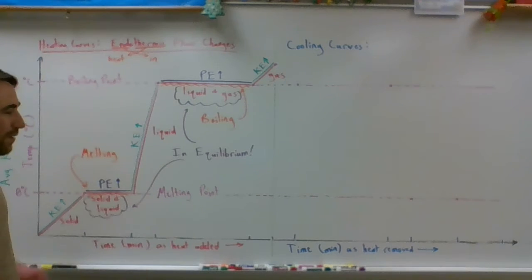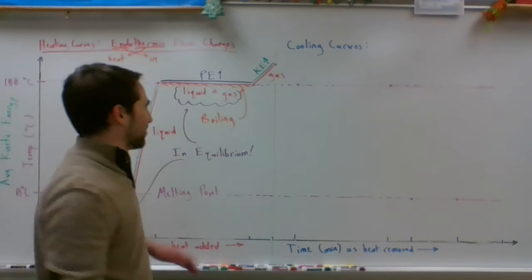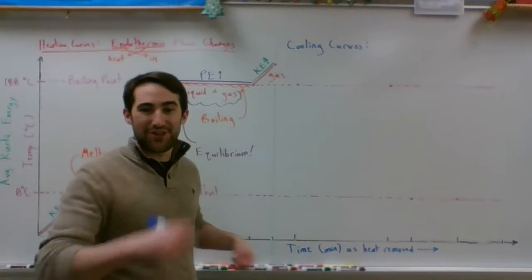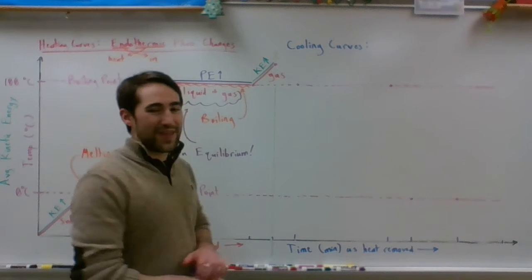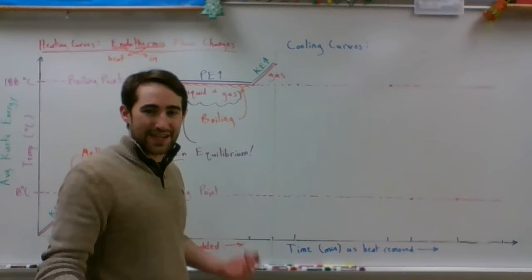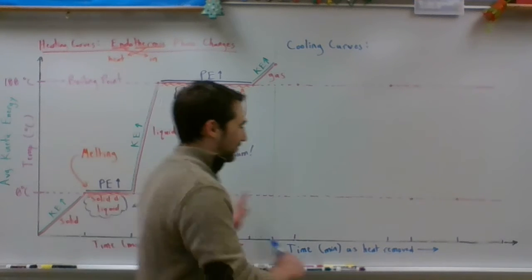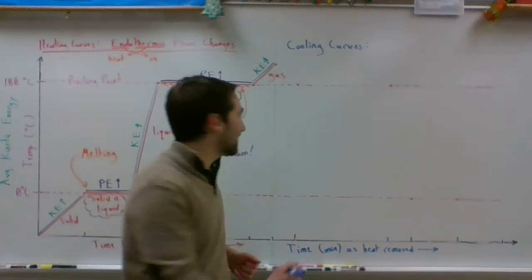And we're going to start where we left off from the heating curve. At the end of the heating curve, we had a hot gas with a lot of kinetic energy. We're going to start with that and start to decrease the kinetic energy of that gas by removing some heat, again, at a constant rate. So over this whole time, we're going to keep it pretty consistent.